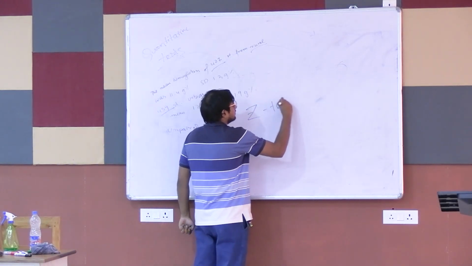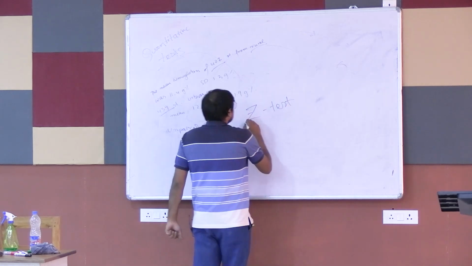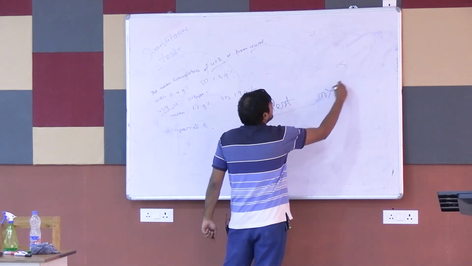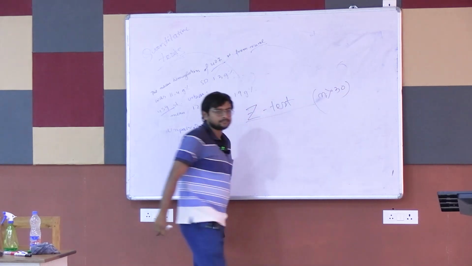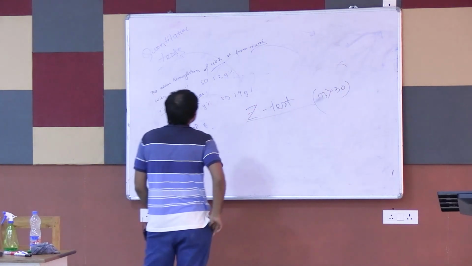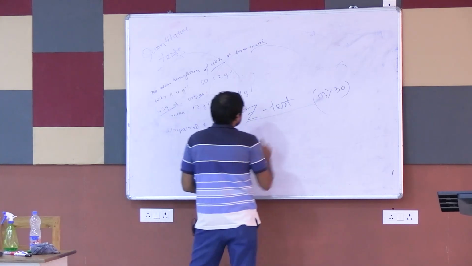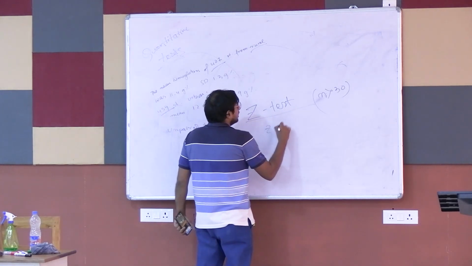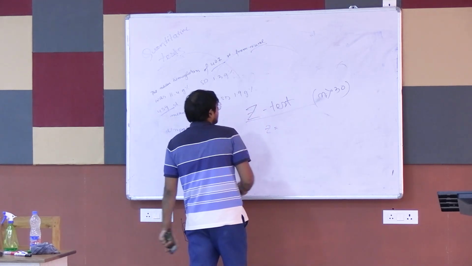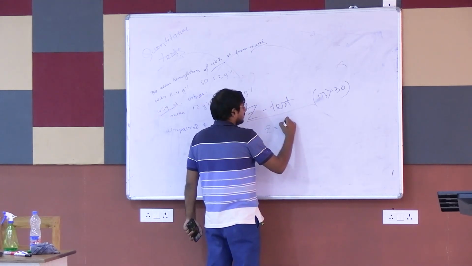Z test. When our sample sizes are greater than 30, then a much easier approach is to do the Z test. Whenever our sample size is greater than 30, the Z test will be a much easier way.